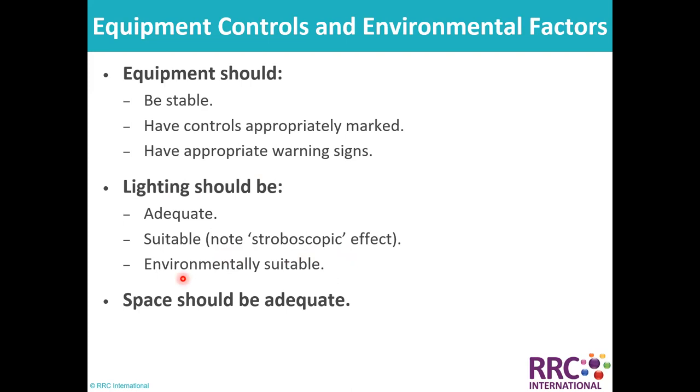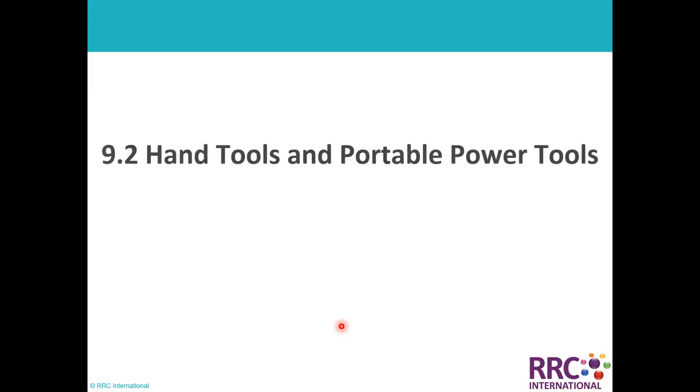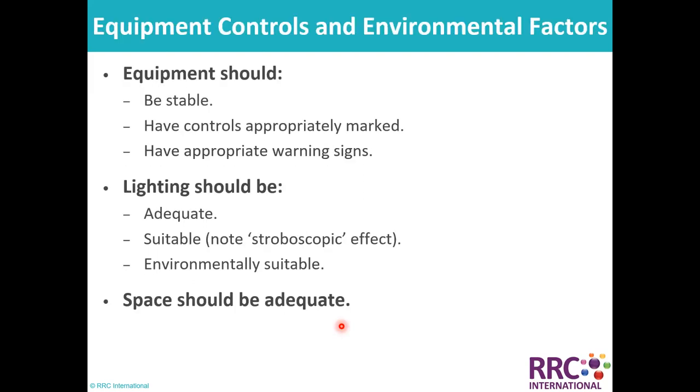Our lighting should be environmentally suitable. For example, in a confined space, we should have explosion-proof lighting equipment. Next, space should be adequate for all the workers to perform the job and to handle the material. So these are basically some of the requirements for work equipment. And that is the end of our first module.